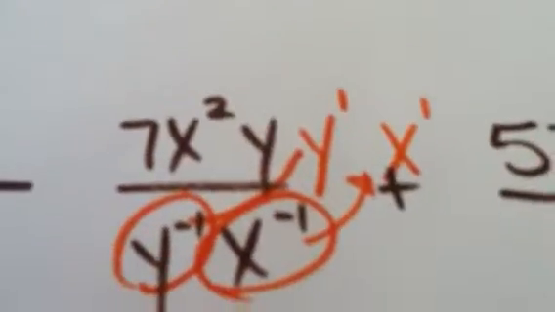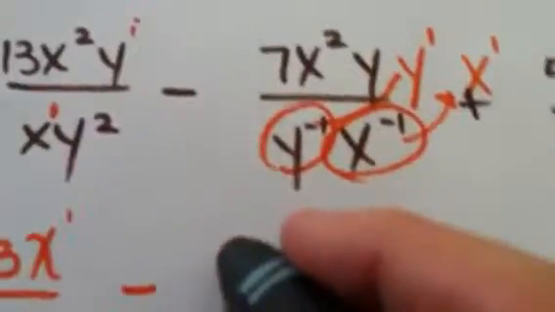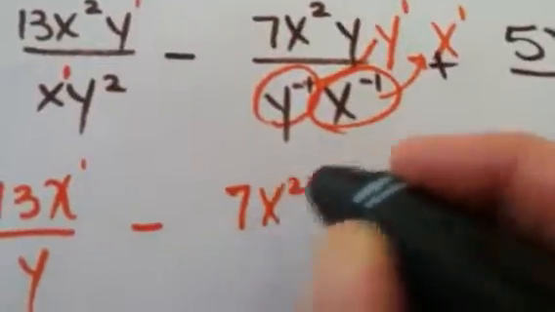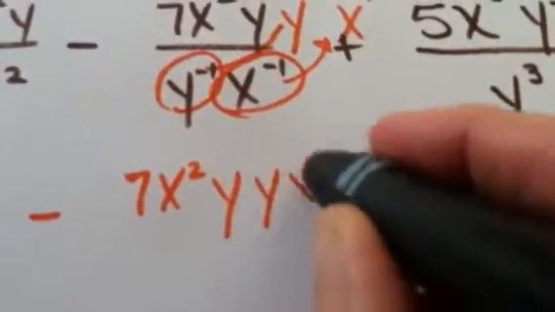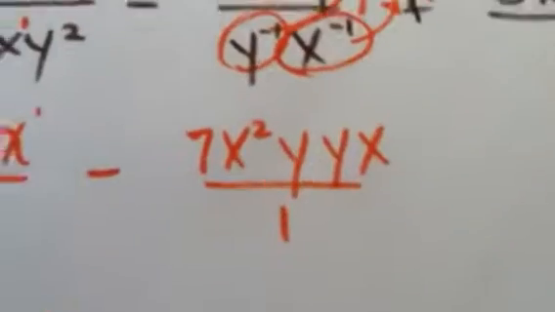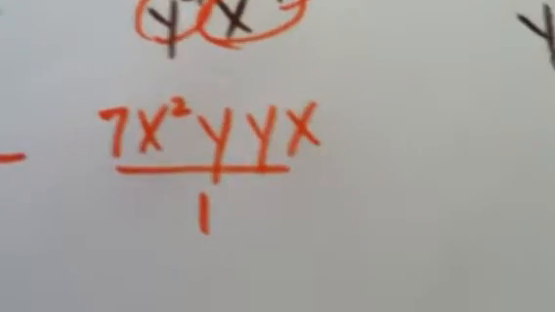So I'm going to rewrite this because that looks kind of gross. I would have 7x squared y. That's what I originally had. And now I've got another y and another x. And I have nothing in the denominator. So if you wanted, you could show it like that.